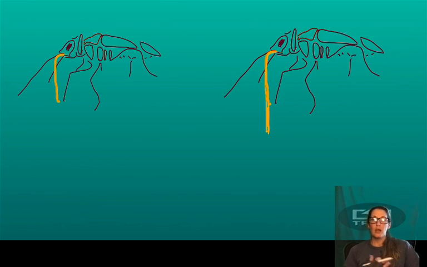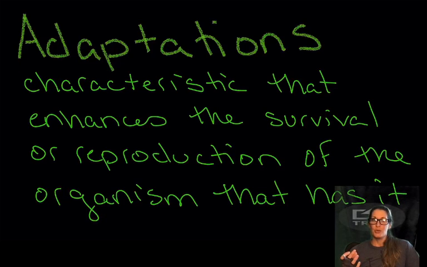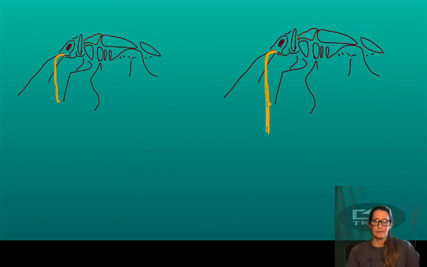So if we go back to our example of the soapberry bugs, you have variation in the population. You have long beaks and you have short beaks. Which of these is going to enhance the survival or reproduction of these soapberry bugs? I hope you thought, well, it depends on where they live. Do they live in Florida or do they live in Texas?